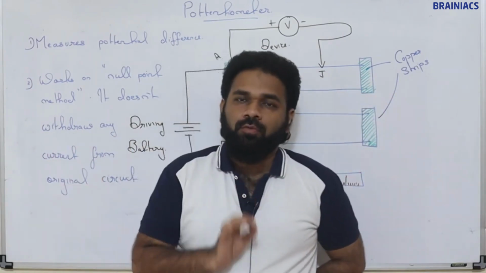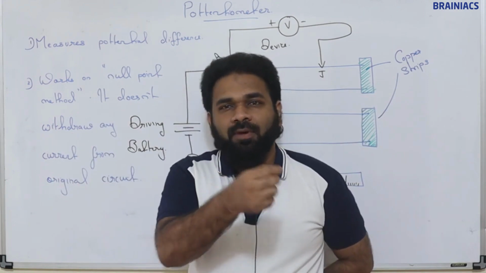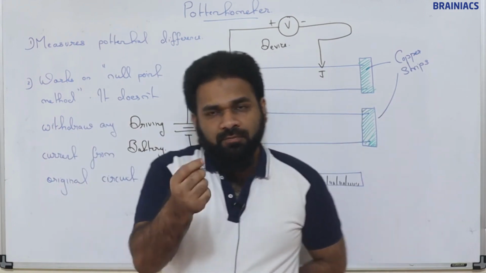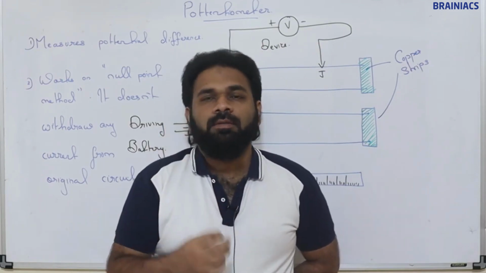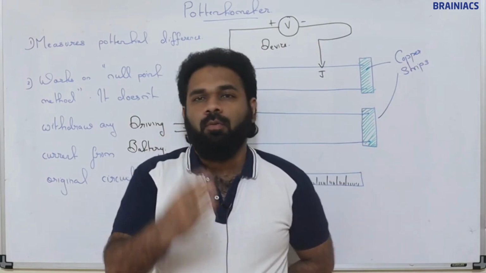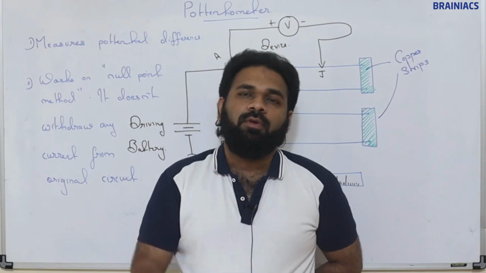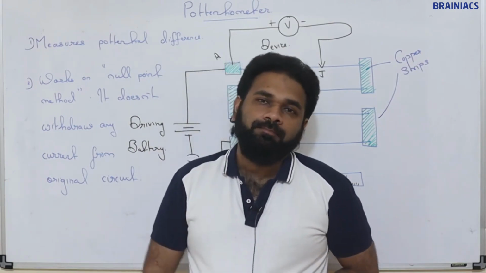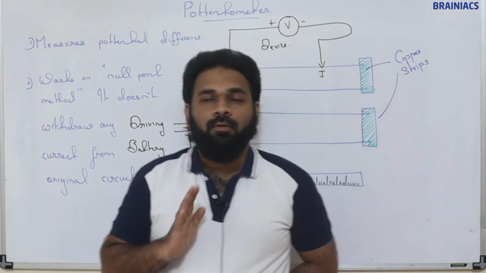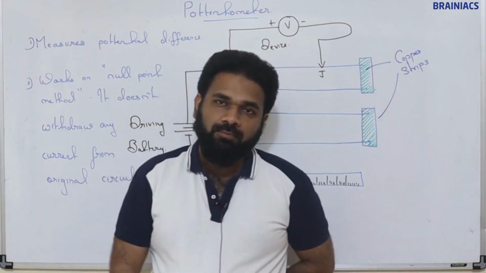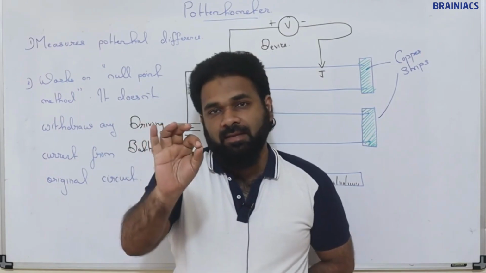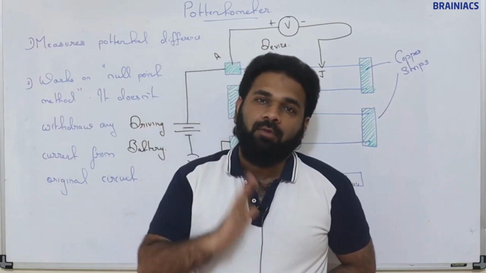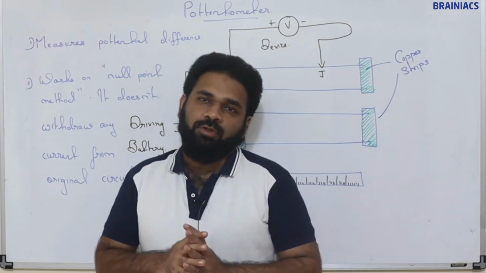But when we do so, some amount of current will pass through the voltmeter also. Because of this small amount of current, accuracy is compromised. There will be a small difference from the real value. So the potentiometer avoids all those accuracy problems. It doesn't take current from the circuit, so it gives an accurate reading. That is the advantage of the potentiometer.